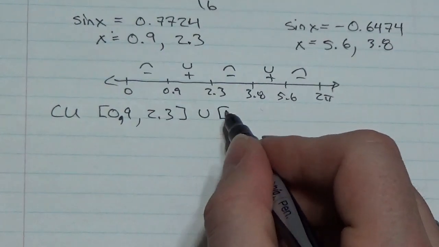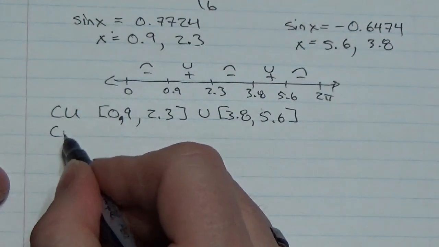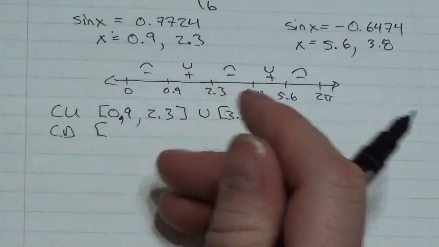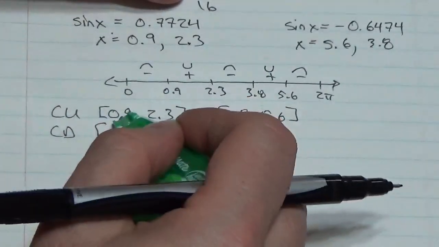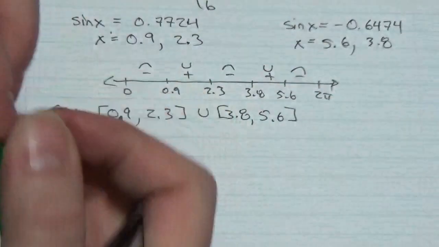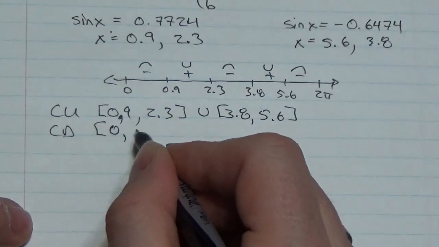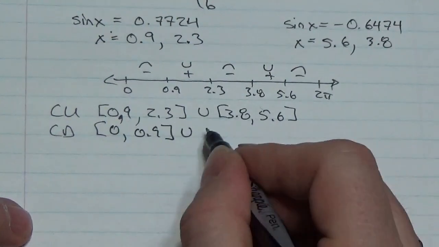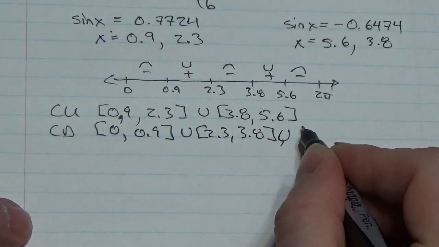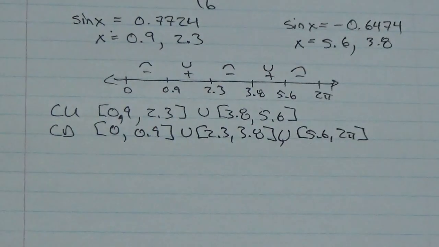0.9 to 2.3, union 3.8 to 5.6, and it's going to be concave down on the interval. This is actually where I was mentally starting a couple seconds ago here. Actually, let's see if I can clean that up just a little bit. Nope, doesn't want to. All right, wow, that doesn't want to come off at all there. That is a little frustrating. So this will be 0 to 0.9, union 2.3 to 3.8, union 5.6 to 2 pi. Okay.